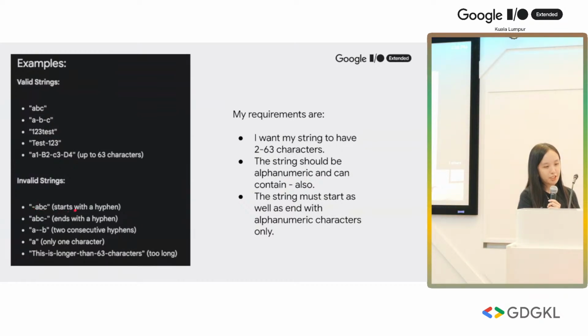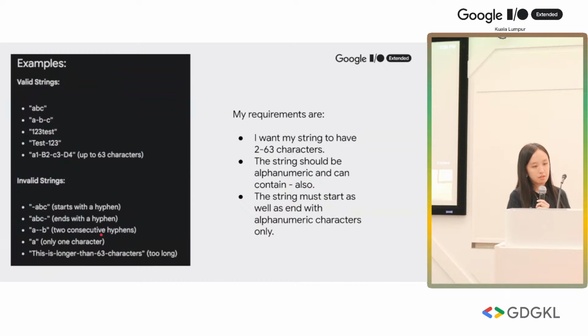Yeah, and then the invalid strings. It gives a short explanation of why each is invalid. Okay, first one, because it starts with a hyphen. The last one ends with a hyphen. Two consecutive hyphens, okay. Only one character cannot, because we want 2 to 63. This is longer than 63 characters, which is too long. Can you spot anything that is wrong? Anyone?